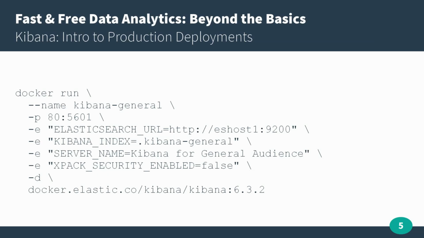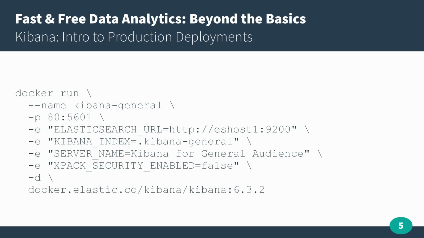But by specifying a different Kibana index, you can create a sandbox for just this instance to use. So we'll give it a non-default name, in this case Kibana-General, which will be different from the index that our other instances will be using. You can optionally give it a server name, which just makes it a little bit nicer in the browser in saying what the app is called. And then again, we'll keep security disabled for now, and then point it to the Kibana Docker image.